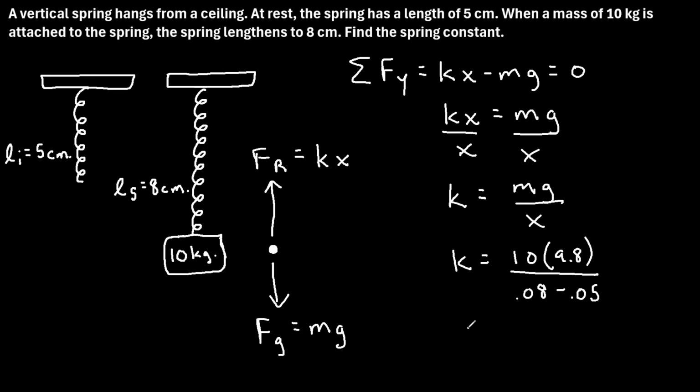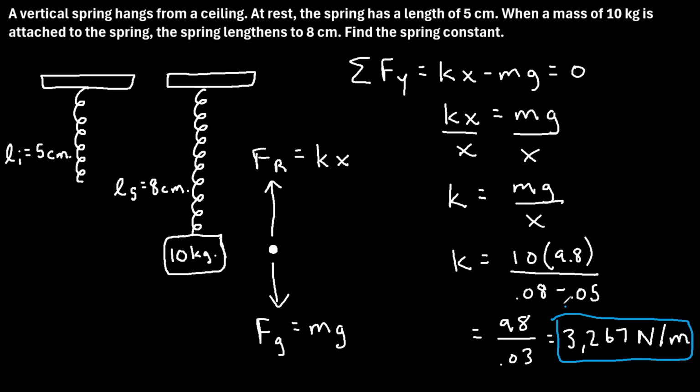So if we simplify this a little bit, we get 10 times 9.8 is 98. 0.08 minus 0.05 is 0.03, and if you punch this into a calculator, it comes out to about 3,267. And as we mentioned earlier, the units for a spring constant are newtons per meter. So that is our final answer for this one. That is how we can calculate the spring constant given the initial length, the stretched out length, and the mass of the object that was actually attached to the spring.